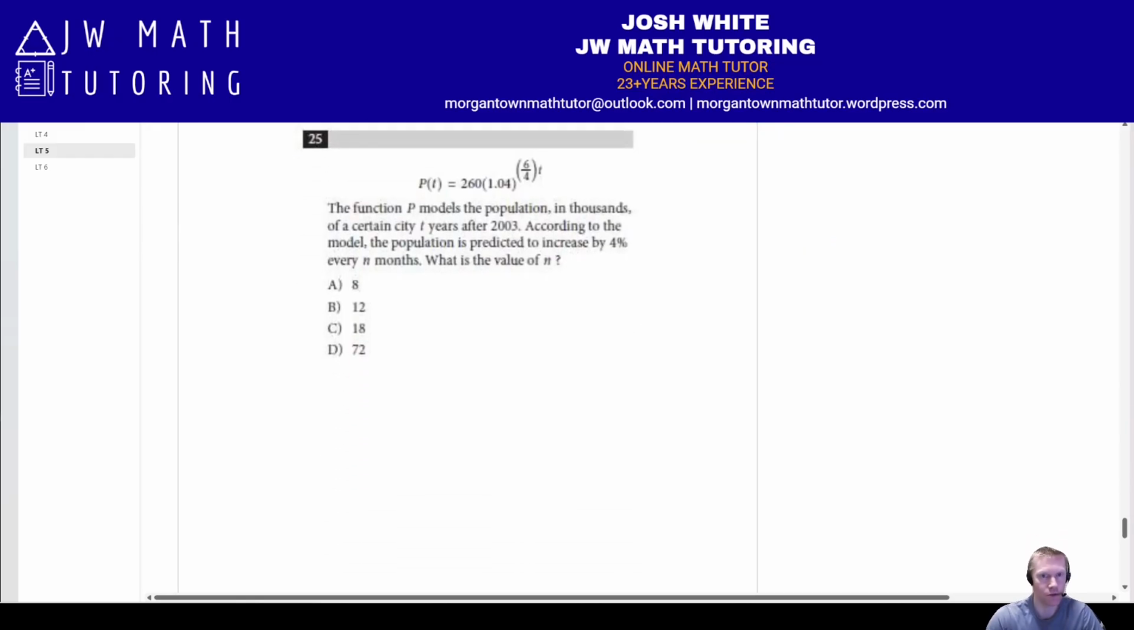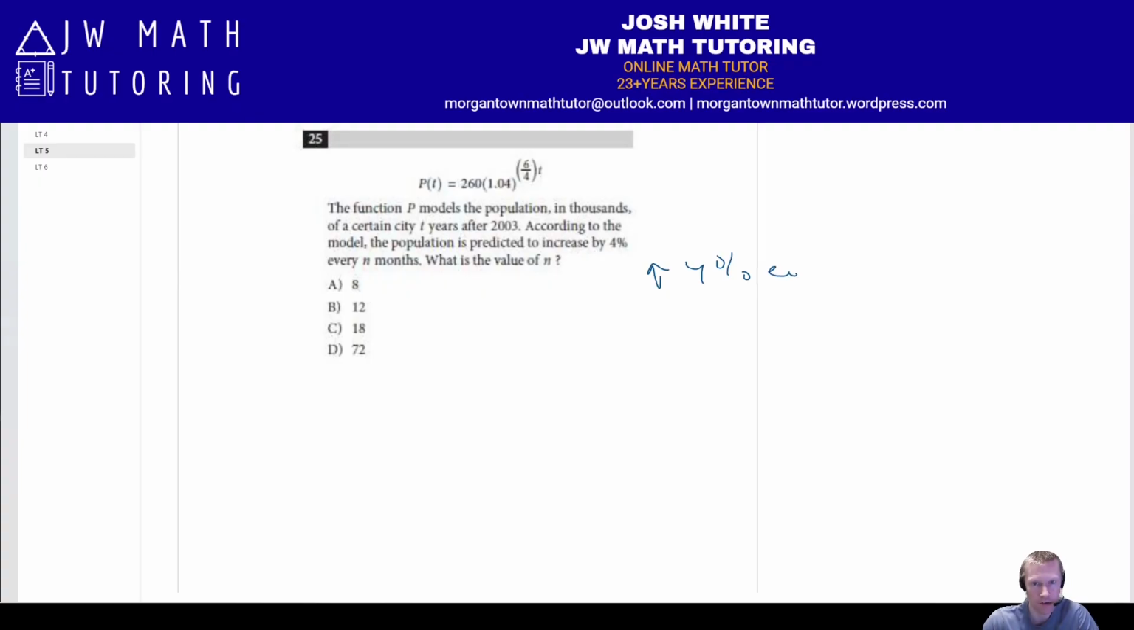All right, next up, number 25. Here you have an exponential function, and they want to know basically what's the value of n such that an increase by 4% happens every n months.